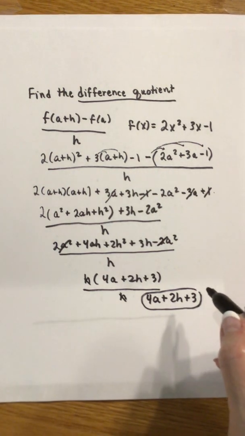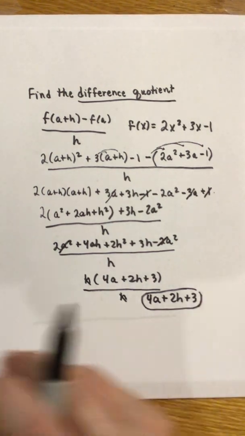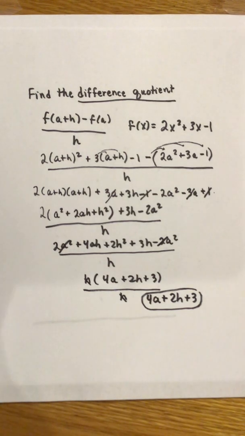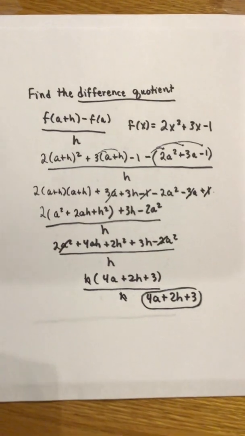So I need to see your steps when you're doing these problems. So that was section 2.4, average rate of change and difference quotient. Thank you.